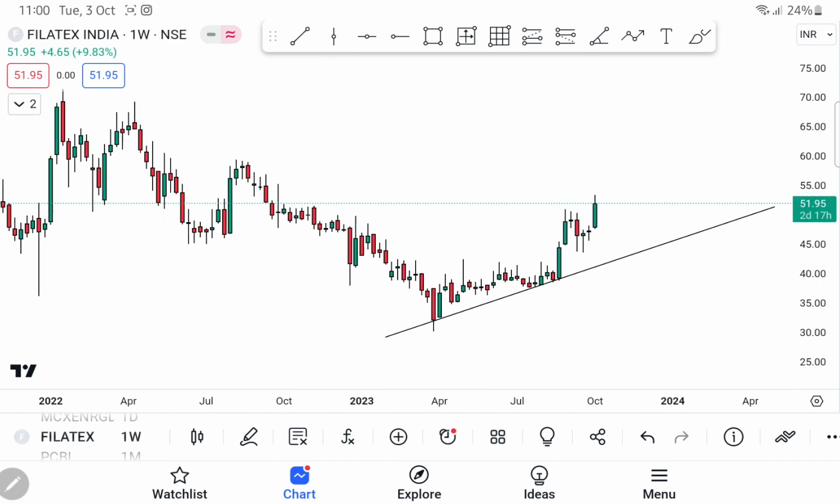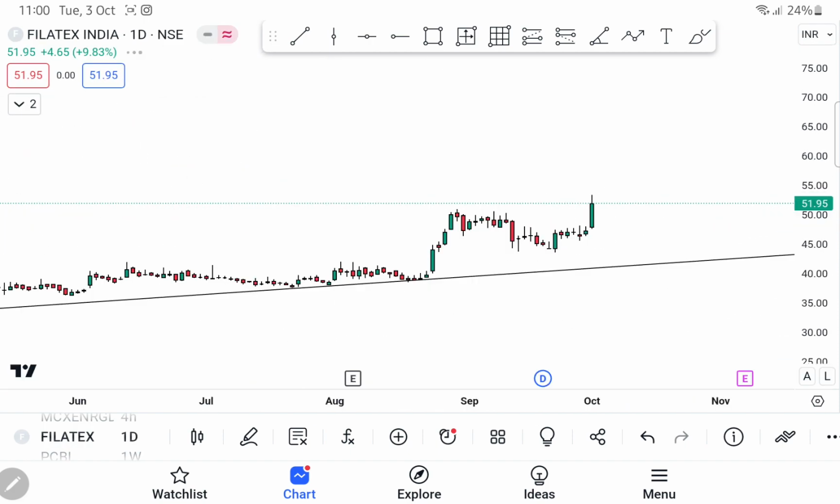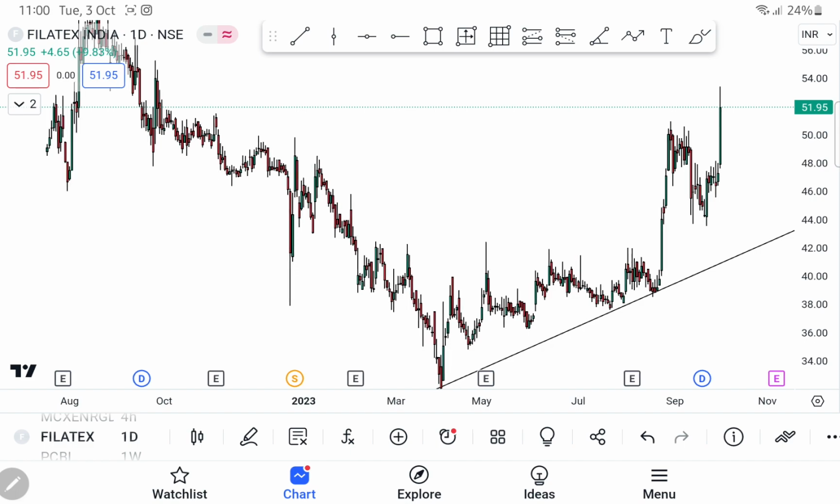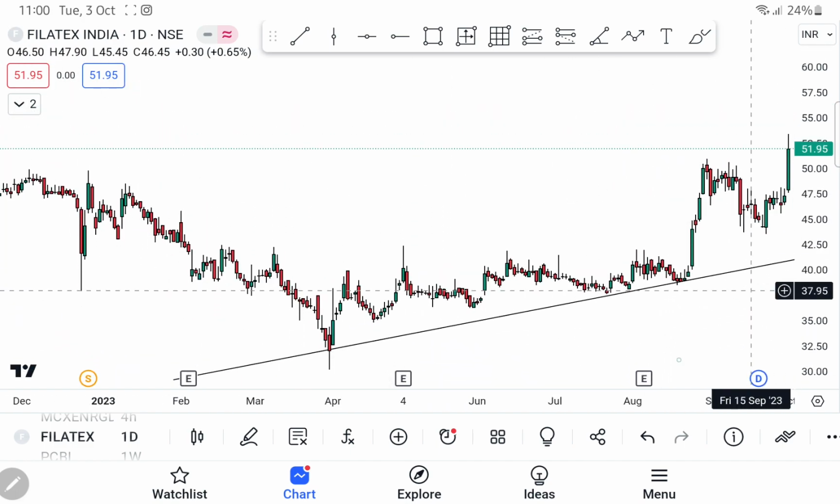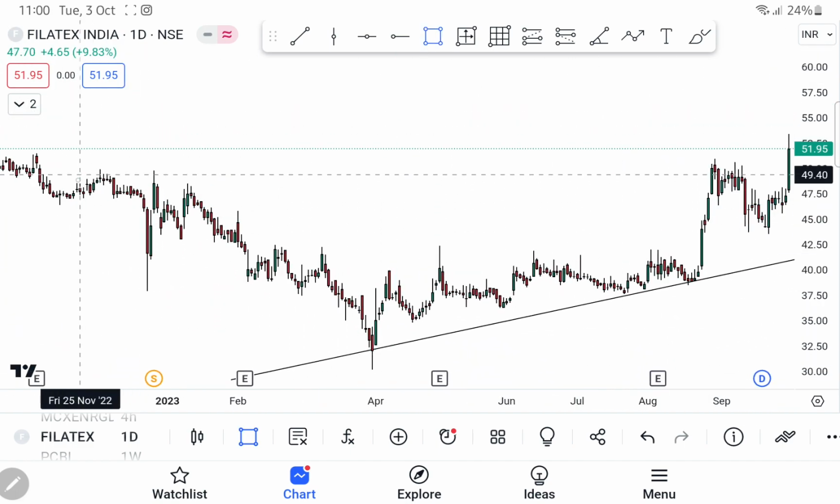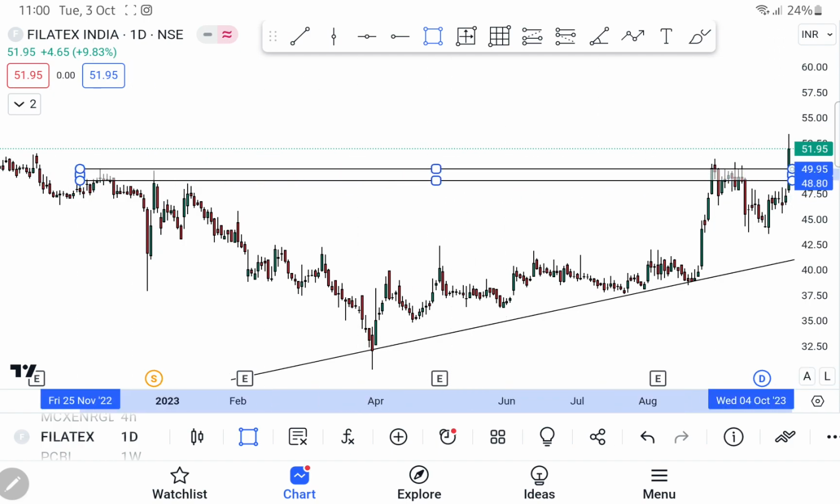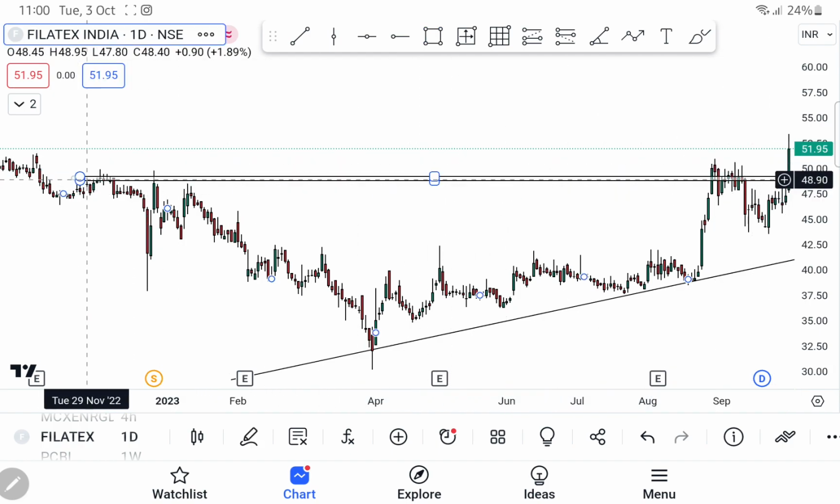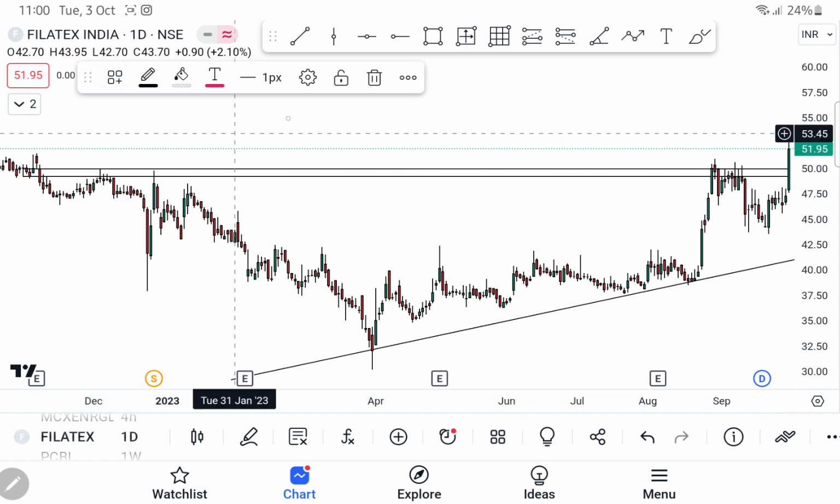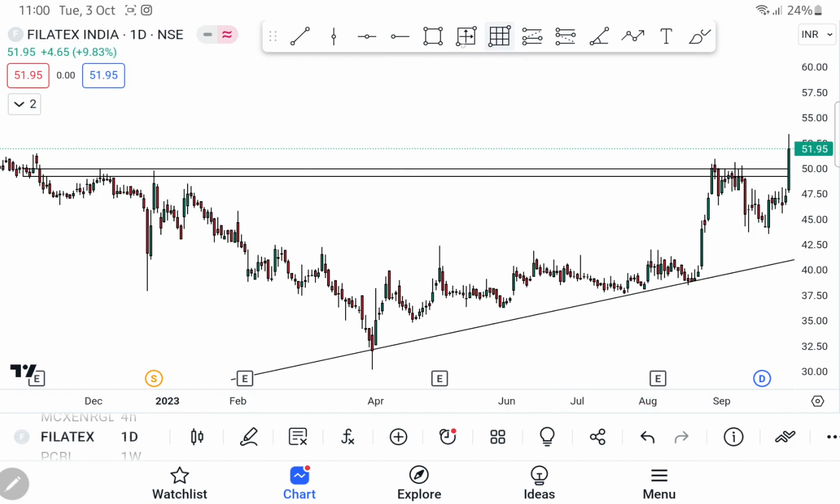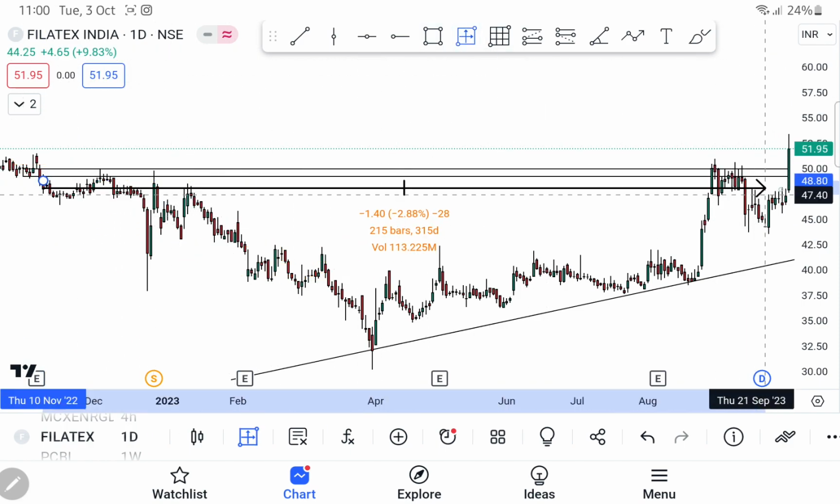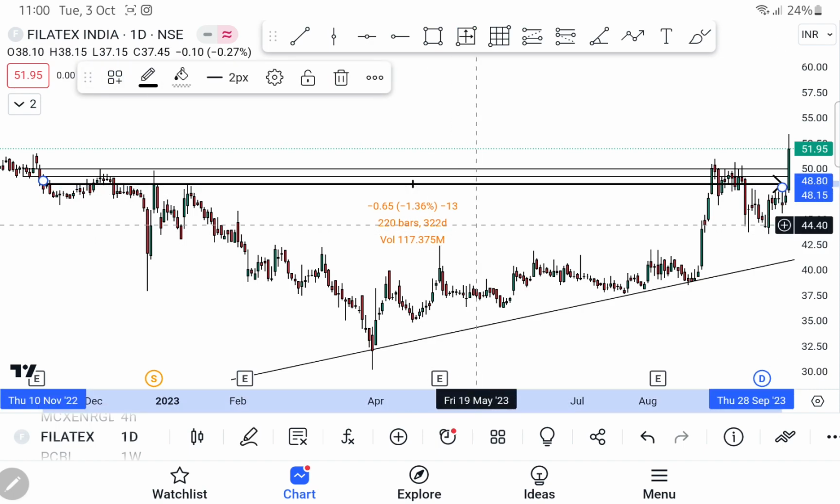So how I will trade this is, go to the daily time frame, I'll see the recent structure. If you see the recent structure, there is a resistance on this zone. This is a resistance zone which the market was taking a lot of time on, that is 322 days, almost a year.